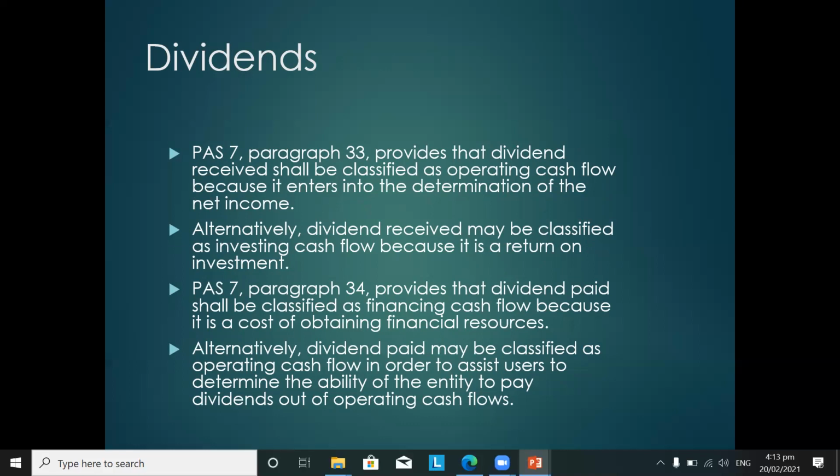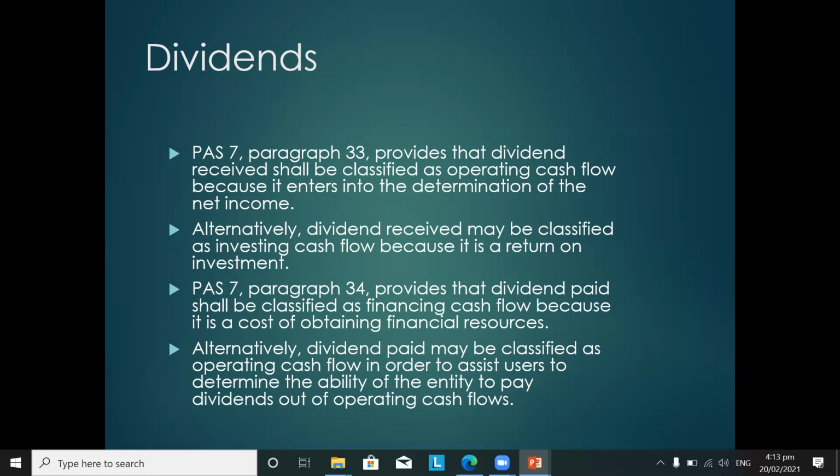Pag-usapan natin ang presentation ng dividends sa statement of cash flows. Dalawa yung dividends na tinutukoy dito. Isang dividend received at isang dividend paid. Let's go first with the dividend received. Ang first classification ng dividend received ay operating cash flow. The reason, it is used in determining the net income. The alternative presentation is it is classified as investing cash flow. Bakit? Kasi nakakatanggap tayo ng dividends as a return on investment.